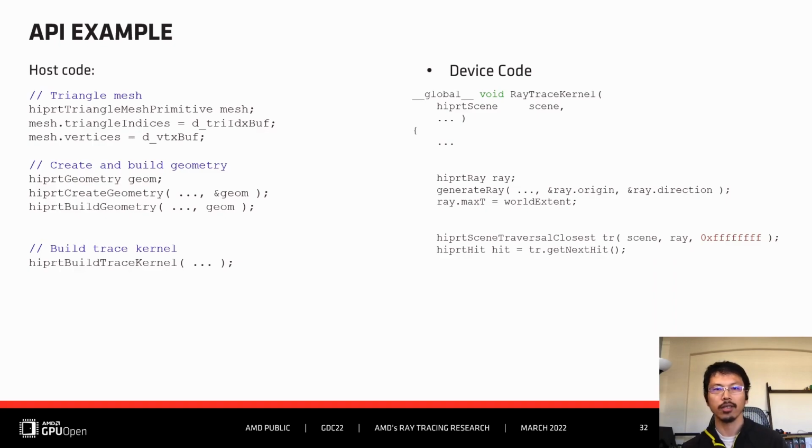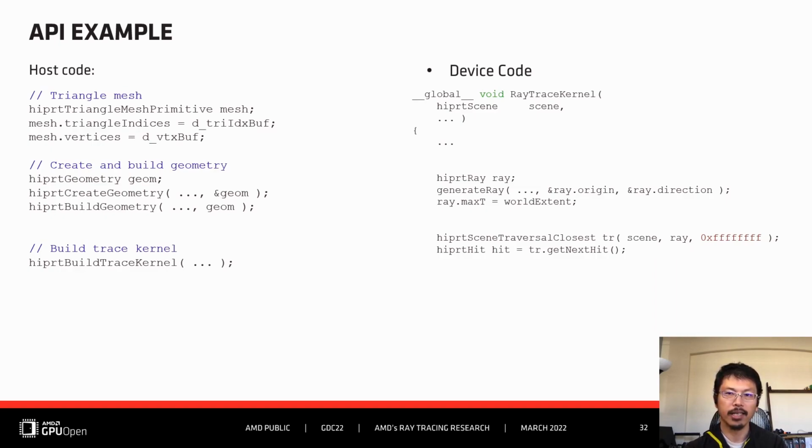Device code example is shown on the right. It is just a HIP kernel again, and you do not need to write any special type of kernel. All you need to do is pass the object you created in the host API, like HipRT geometry or HipRT scene if you create a scene on top of the geometry.